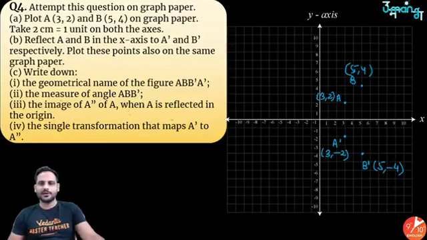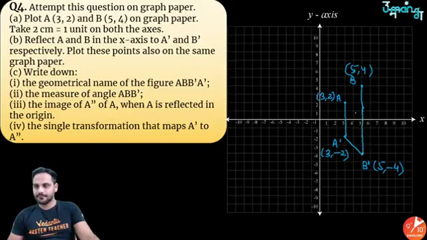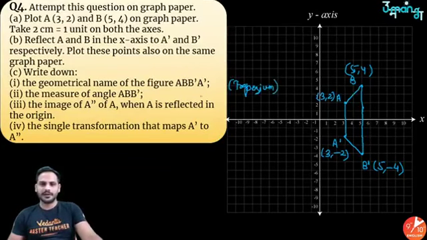Write down the geometrical name of the figure. तो geometrical name of the figure बेटा क्या होगा? देखो, you can clearly see it is following a trapezium. So what is the figure name? Trapezium. ठीक है, measure the angle ABB dash, this angle. तो one thing you can measure it also.